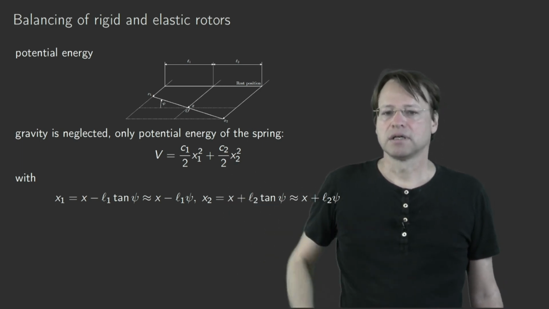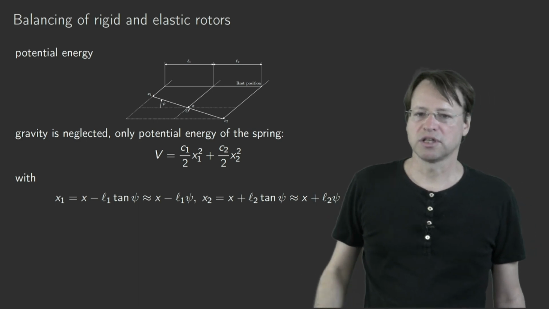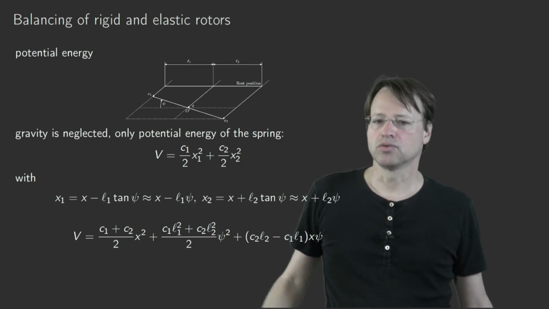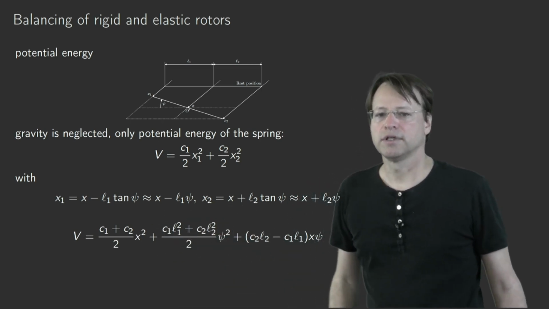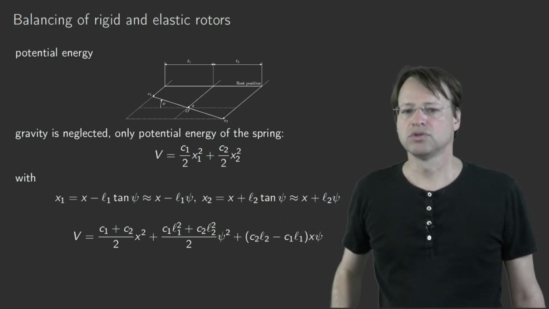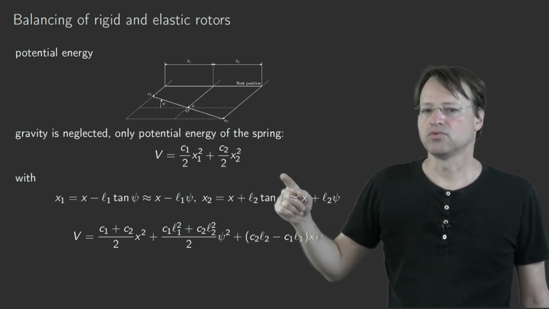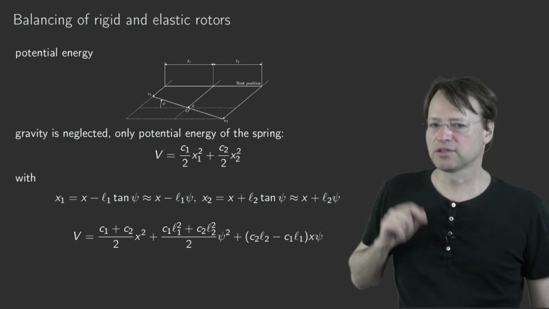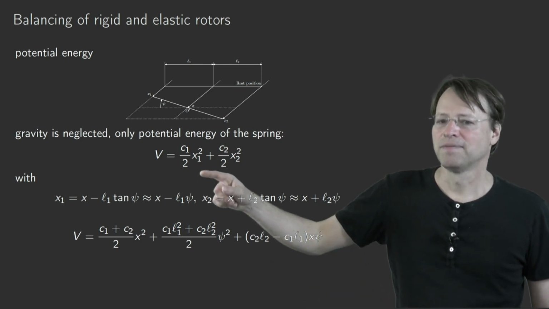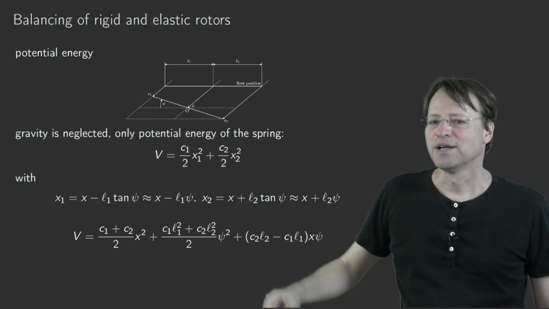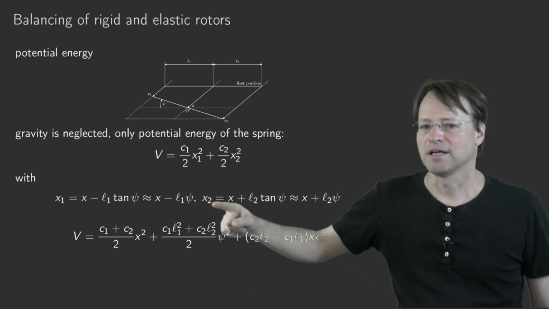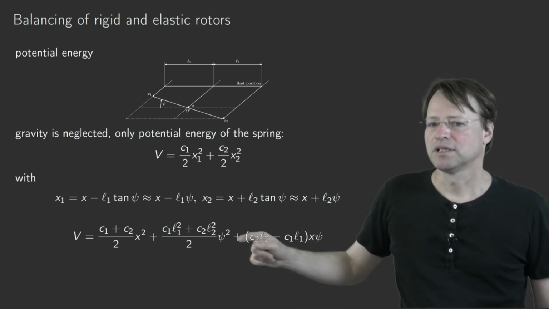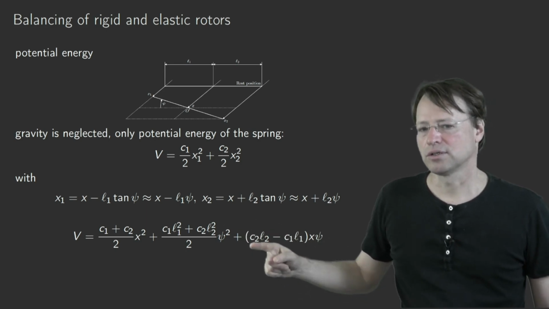Well, and now we can build our potential energy, so we just have to take the square of these expressions, leading to a term in x squared, which is c1 divided by 2 plus c2 divided by 2 coming from x2. We have another term in psi squared, so let's start with the last term in the expansion of psi squared. We have psi1 times L1 squared divided by 2 plus psi2 times L2 squared divided by 2. So this is the term in psi squared.